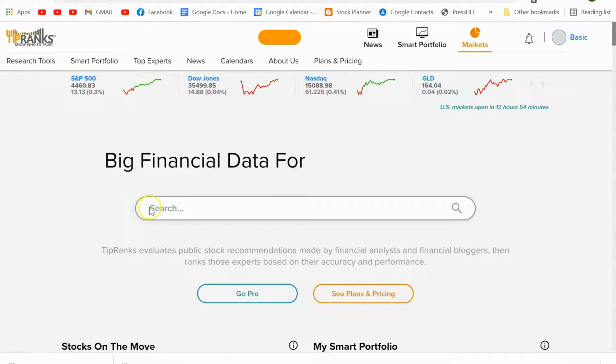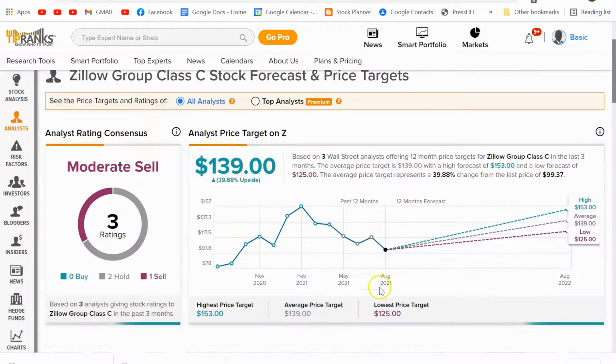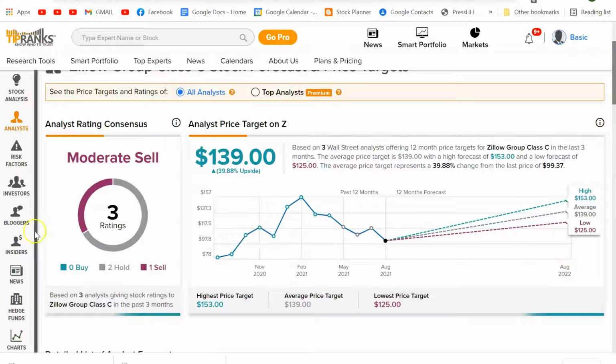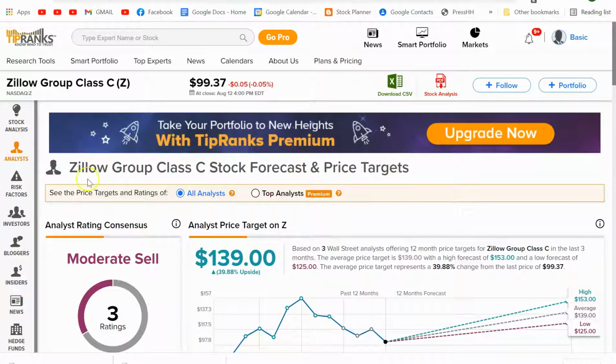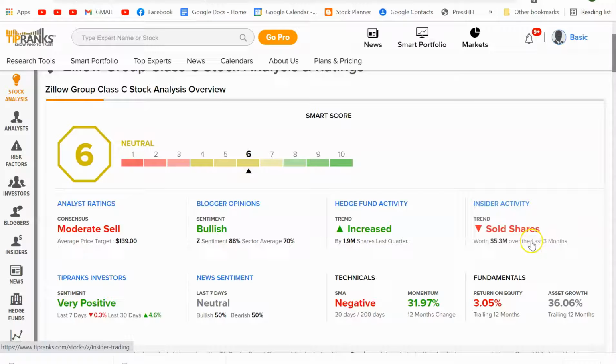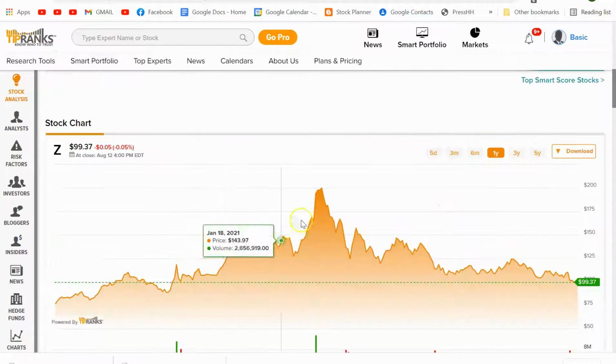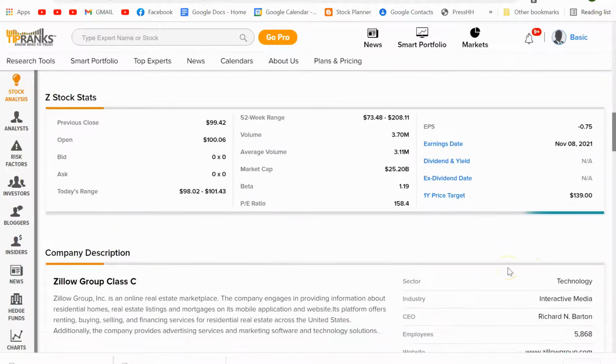Let's see what it has to say. Well, as I said, it's trading at 99. They're forecasting 139. This is pretty optimistic, but they have it as a sell rating, a moderate sell, which is what I believe. And it has a 6. Insider's been selling shares. The technicals is below the SMA. We know that. Your head and shoulders situation. I don't like that chart at all.